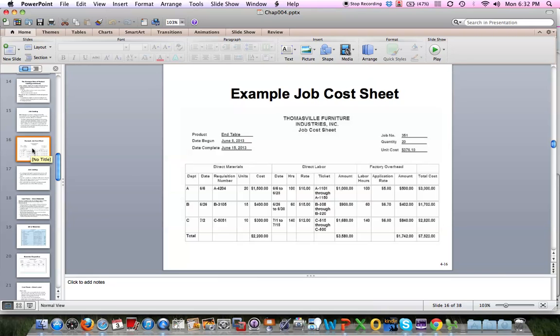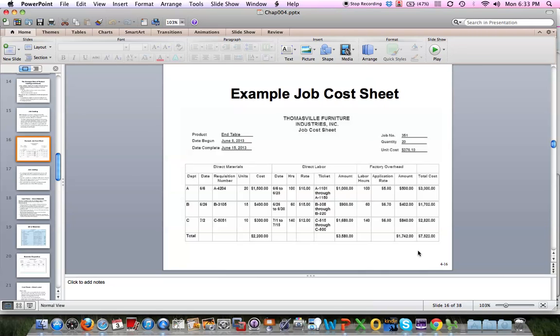Okay, and you can see it's organized by the three categories: direct materials, direct labor, and factory overhead. And this is for a furniture company, Thomasville Furniture. And in the book they call it TFI, Thomasville Furniture Industries. And we're saying this is the job cost sheet for making 20 end tables. We began this in the future, just a few days from now. We're going to begin this on June 6th. And then we are using job number 351. And we're accumulating the total cost.